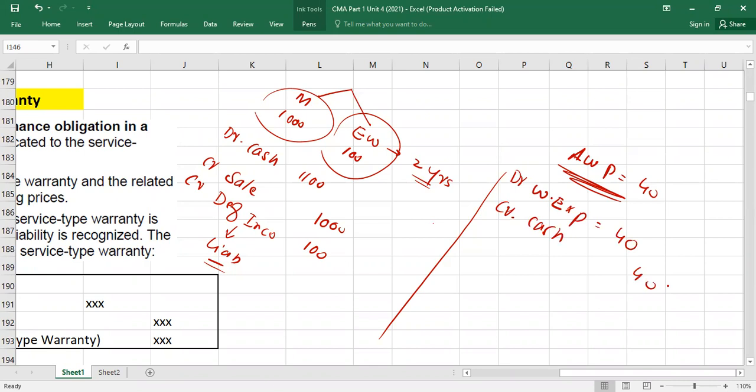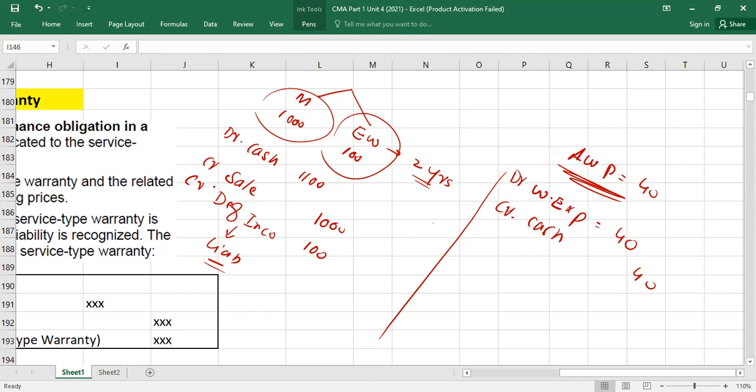So here what are you doing? When are you booking the expense, at the time of sale or at the time of payment? At the time of payment. This is the difference. There in assurance type, we were booking the expense at the time of sale. Here you are booking the expense at the time of payment with the actual amount. Understood?